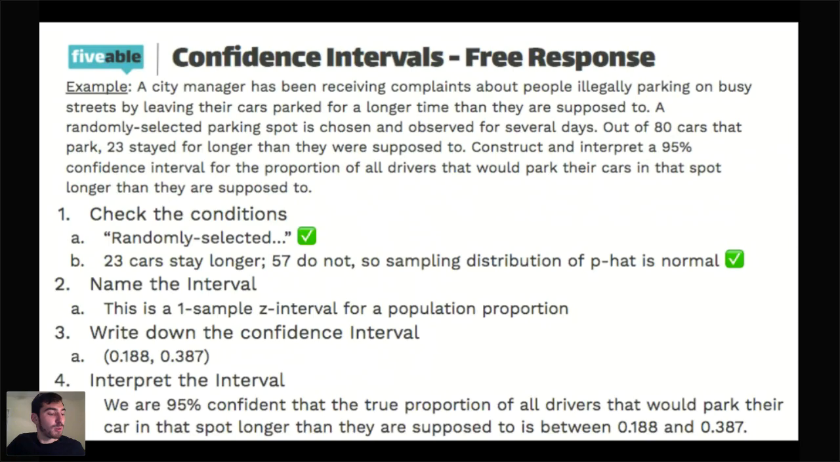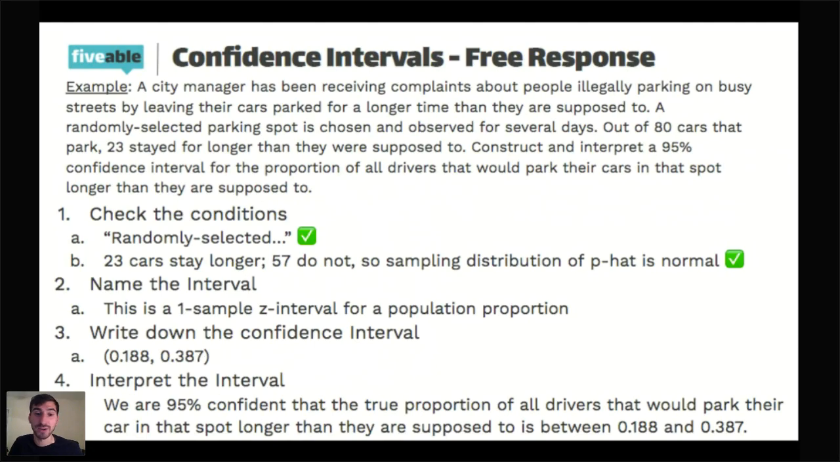So then if we get follow-up questions, about the city believing it should make a new law if more than 15% of all people are doing this: based on this interval, we have evidence that more than 15% are doing it, because the entire interval is above 0.15. But if they wanted to make the law when more than a quarter of people are doing it, I don't have evidence of that, because there are numbers less than 0.25 in that interval.